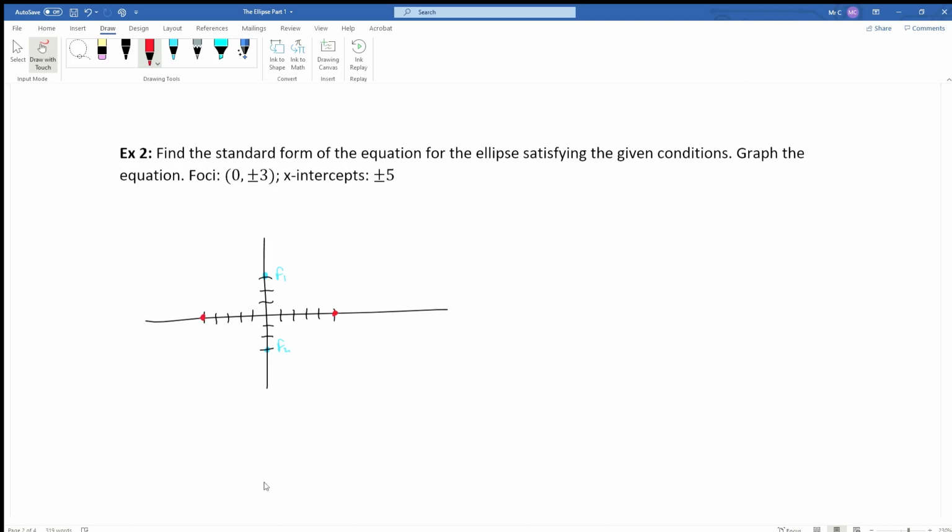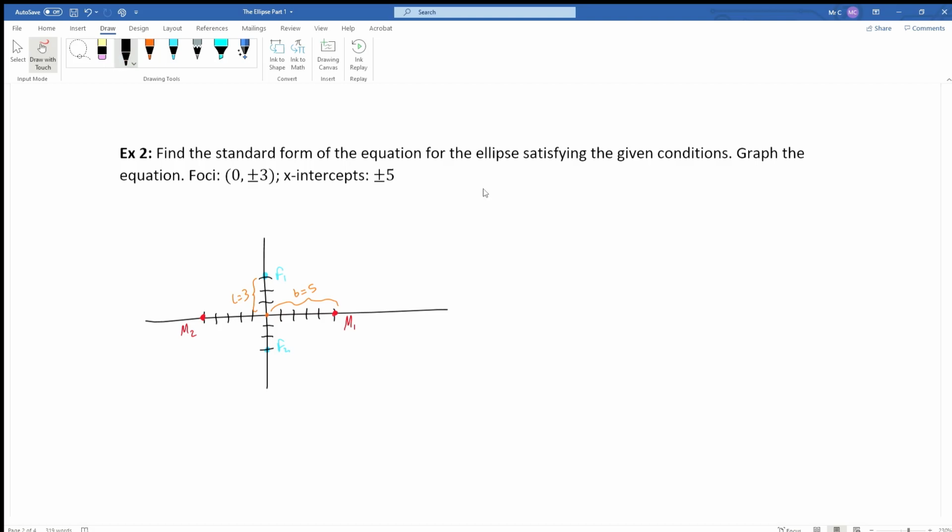Well, if those are the intercepts of the graph with the x-axis, and since our y-axis is the major axis here, that means these are going to be the minor endpoints, because our foci always lie along the major axis. So what else does this tell us? This tells us that c equals 3. That's the distance from my center out to each focus. And b, the distance to my minor endpoints, is 5.